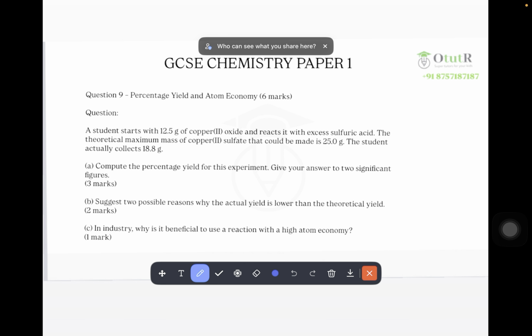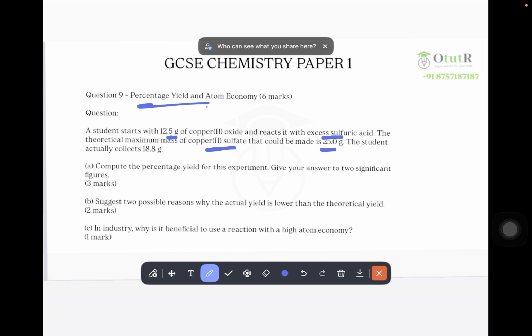Question 9. A student starts with 12.5 grams of copper oxide and reacts it with excess sulfuric acid in the theoretical maximum mass of copper sulfate that could be 25 grams. The student actually collects 18.8 grams. Now numbers are very important over here. So the student starts the reaction with 12.5 grams of copper oxide and reacts it with excess sulfuric acid. The theoretical maximum mass of copper sulfate could be 25 grams, but the student is actually collecting 18.8 grams.